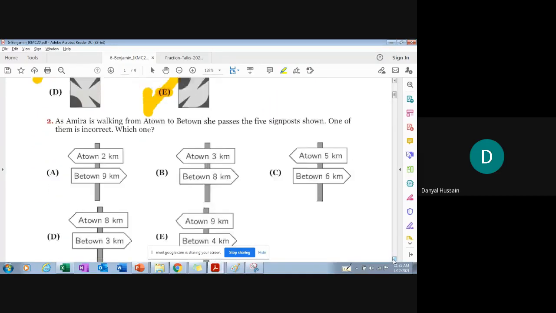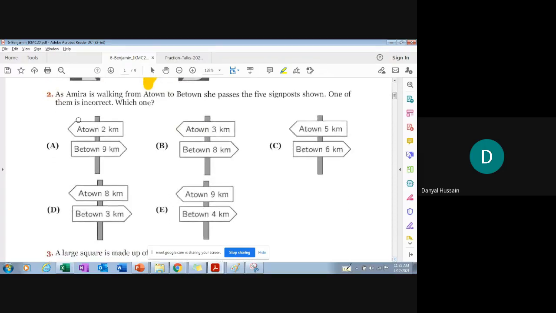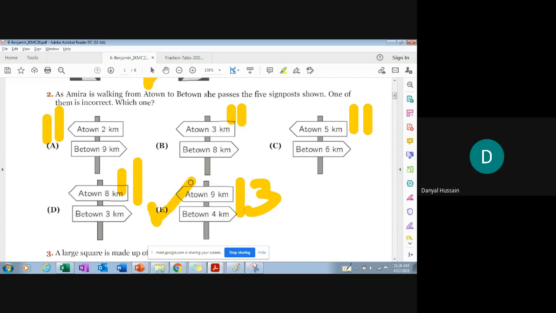Okay. Now read question number 2. As Amira is walking from A town to B town, she passes the 5 signposts shown. One of them is incorrect. Which one? So I saw that 9 plus 2 is 11, I can write it here. 8 plus 3 is 11, I can write it here. 5 plus 6 is 11, I can write it here. 8 plus 3 is 11, I can write it here. 9 plus 4 is 13, I can write it here. So this one is incorrect. So I can say that this is my option. All those other options are correct.